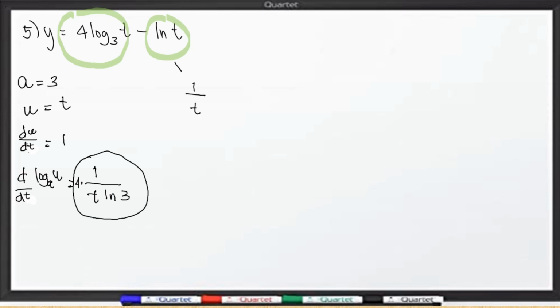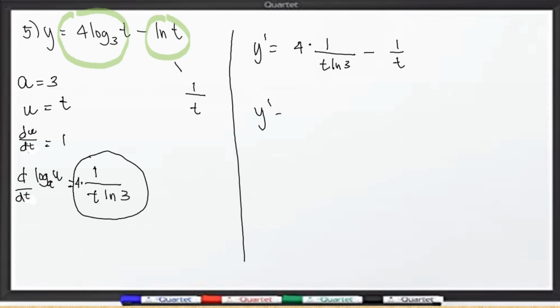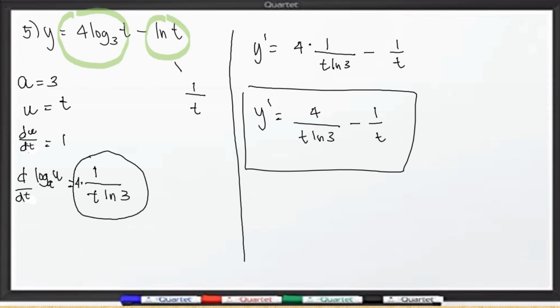So kapag isa-substitute na natin, let us provide a space here. Y prime is equal to 4 times 1 over t ln of 3 minus 1 over t, or y prime is equal to 4 over t ln of 3 minus 1 over t. So this will be our final answer.